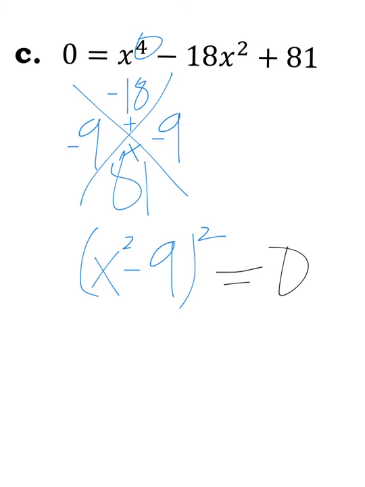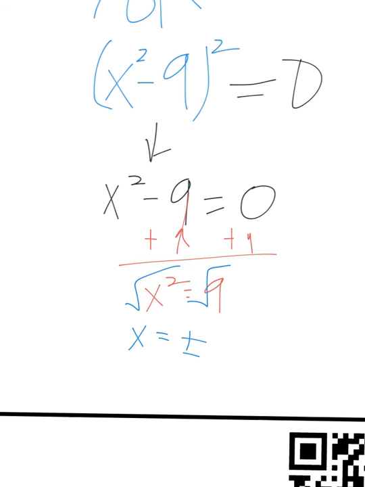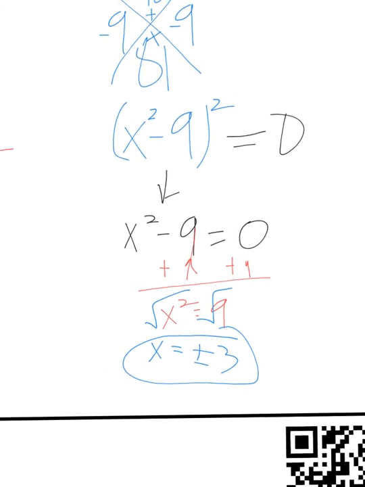Don't forget to set it equal to 0. Now, you see an x, set that equal to 0. x squared minus 9 equals 0. And so you're going to add 9 to both sides, and then square root both sides. x squared equals 9. The square root of x squared is x, and the square root of 9 is plus or minus 3. So we have two answers, positive 3 and negative 3.